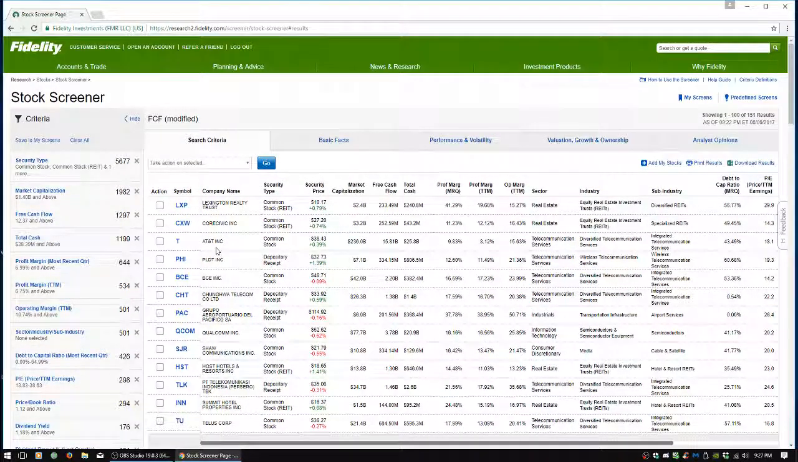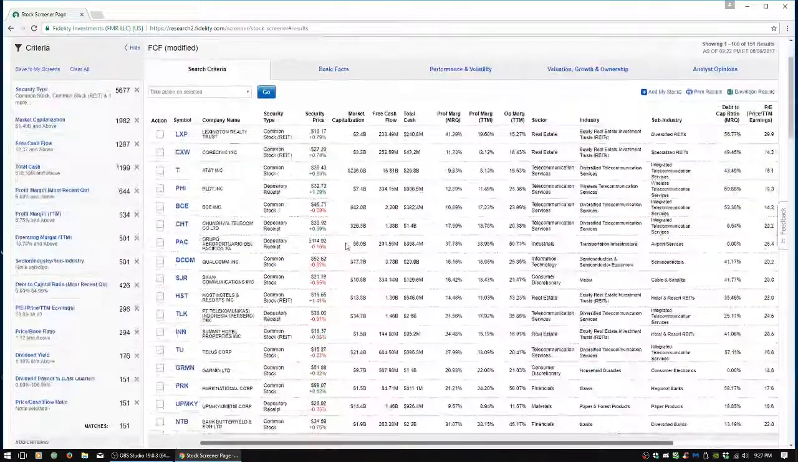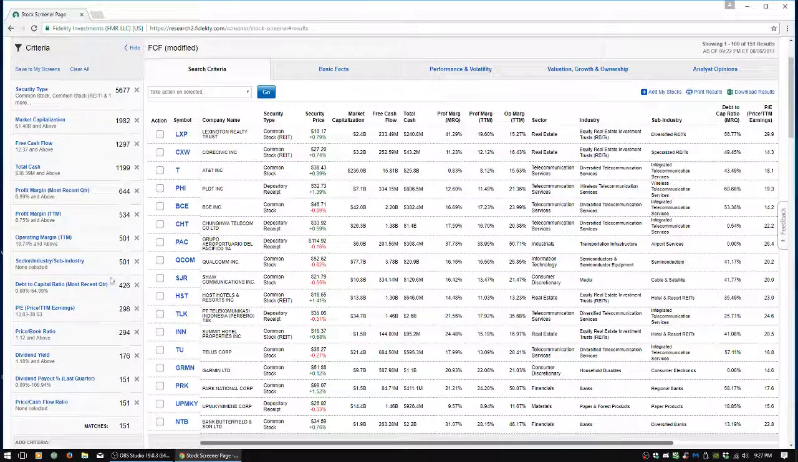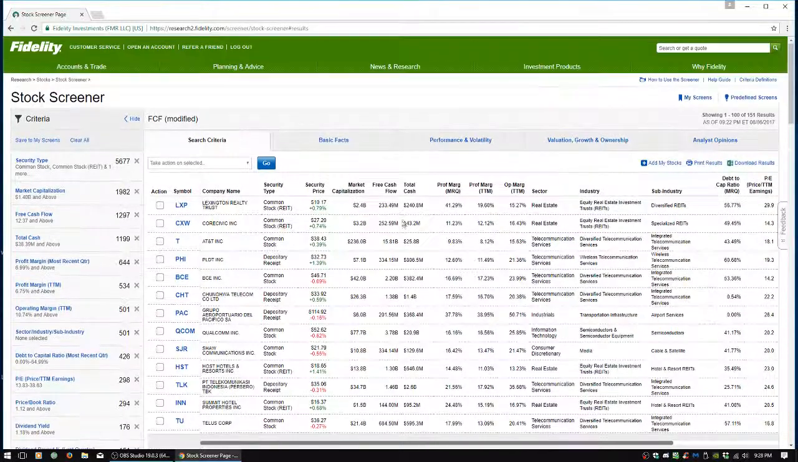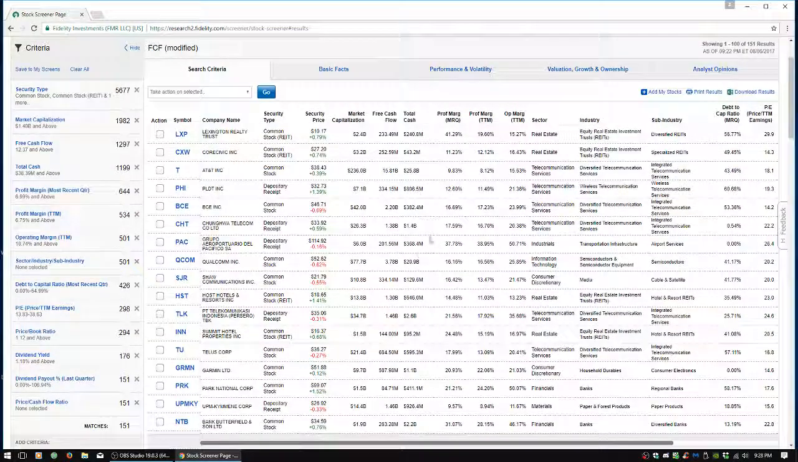And by the way, this is with Fidelity. The stock screener is pretty good. There could be some improvements made. I would like to be able to, I guess, change the order of this. It is a bit annoying. Maybe I'll call Fidelity and ask them about it later. But overall, it's a pretty good stock screener for what it is. I mean, it's free.